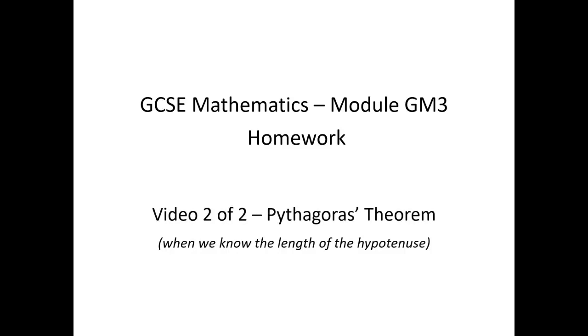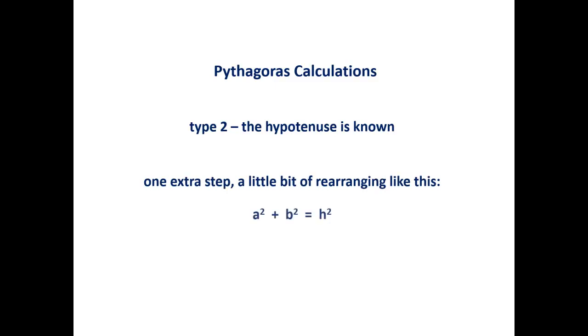Welcome to the second of two videos for GM3, Geometry and Measure 3, and we're going to look at the next bit of Pythagoras' theorem. We're going to look at questions when we do know the length of the hypotenuse. So we've got Pythagoras calculations, and I'm going to call these type 2. We know the hypotenuse. So we've got a little bit of rearranging to do, like this.